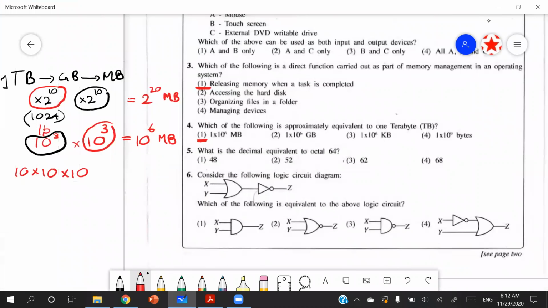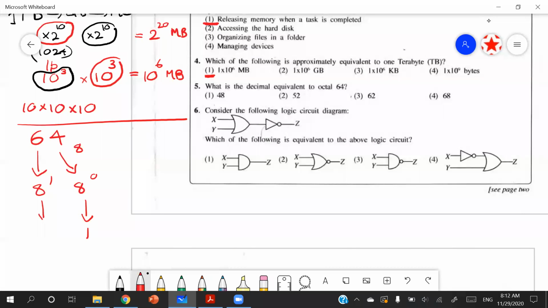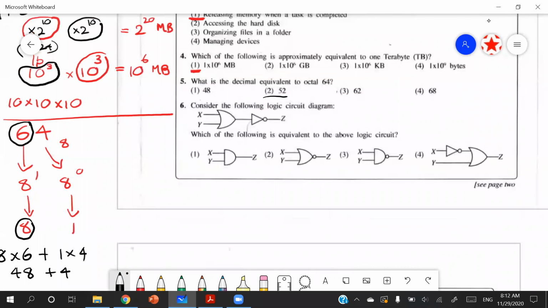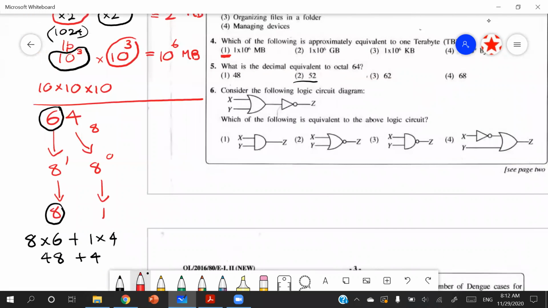The fifth one is asking what is the decimal equivalent to the octal 64. That is a simple one. So octal 64, like 64 in base 8, how are we going to convert this into decimal? We are going to consider the place values. So this is 8 to the power 0, this is 8 to the power 1. That means this is 1, this is 8. Then we write this into this: 8 into 6 plus 1 into 4, which gives you 48 plus 4 equals 52. So the second one is going to be the answer, right? This one is going to be the answer. So the decimal equivalent to octal 64. So octal to decimal conversion. All right.